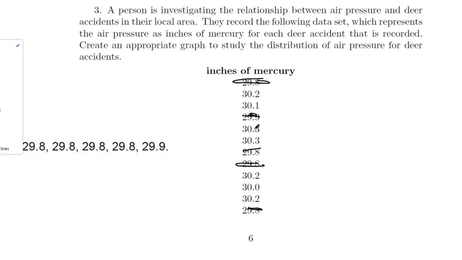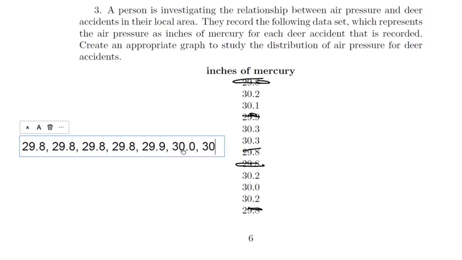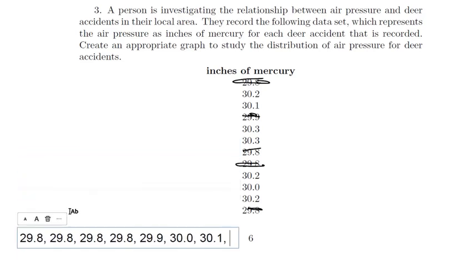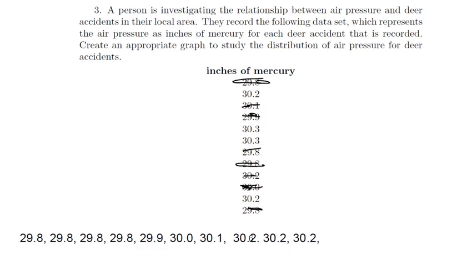Super exciting stuff, huh? Putting things in least to greatest order. 30.1 looks like the next. Oh no, I have 30.0. Oh boy. What a real shocker. 30.0, then I had 30.1. 30.2, I've got 3 of those. 30.2, 30.2, 30.2, and then two 30.3s.